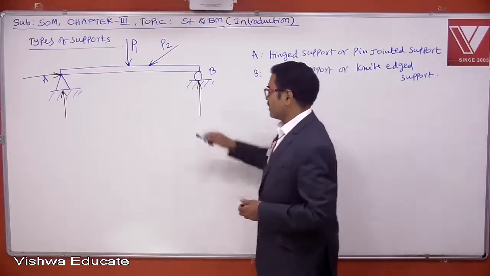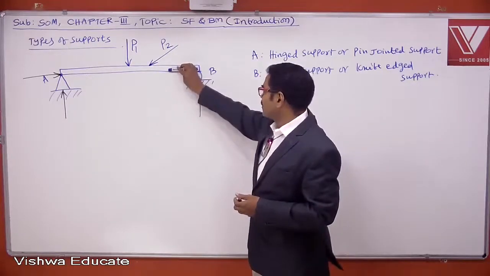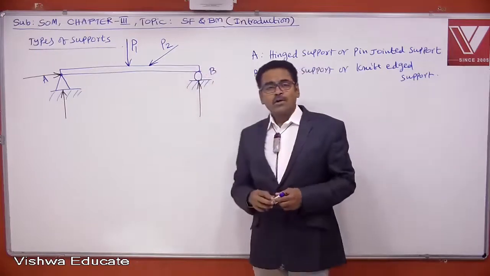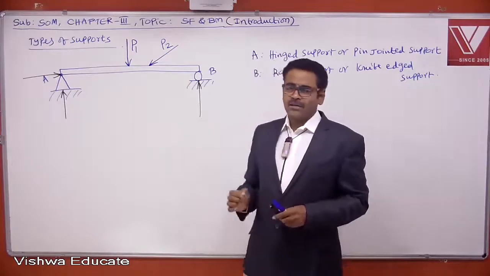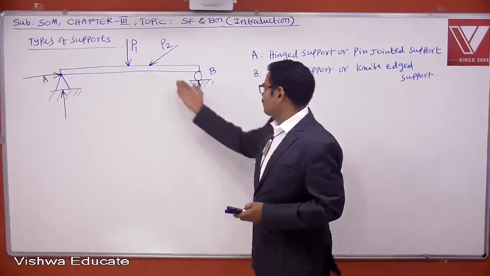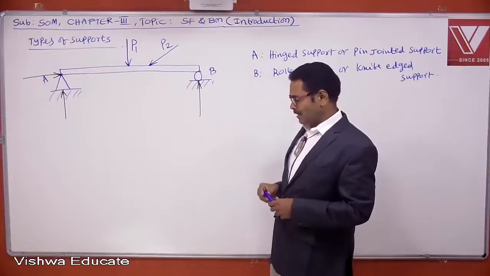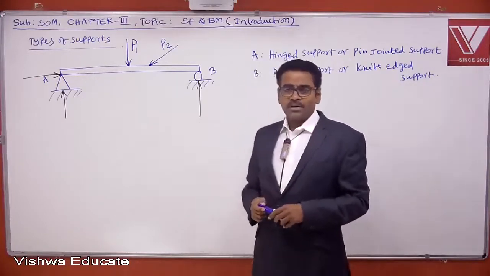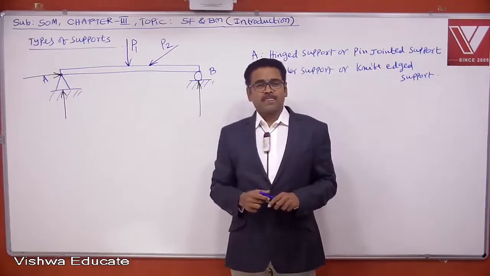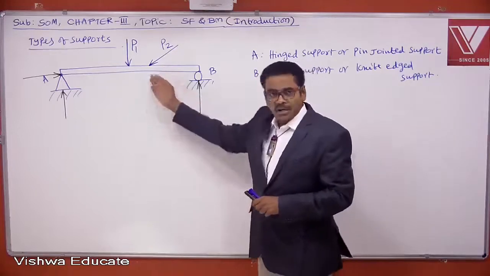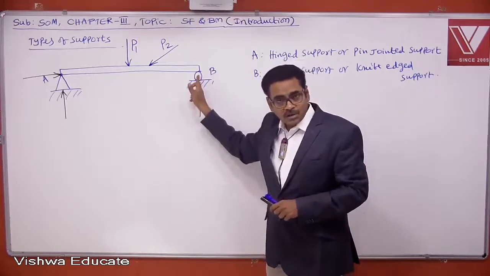First, suppose this beam wants to displace towards right, parallel to length. Currently the beam is like this, and if it wants to move like this, the roller will not resist. Roller will not resist longitudinal displacement of the beam. About the roller, the beam may freely displace parallel to length. You know, in summer, temperature may be more. Because of more temperature, thermal expansion comes in beams, right? The length of the beam may increase and the beam tends to move towards right. It can freely move towards right on the roller.